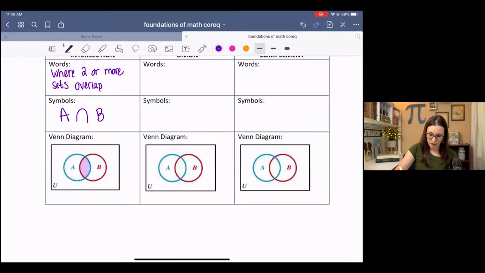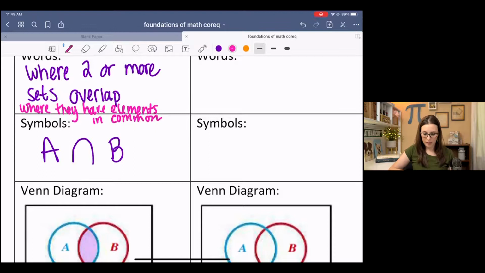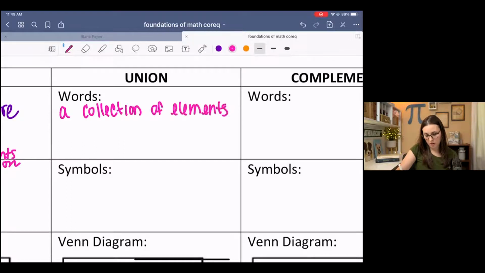I guess I could say that up here, where they have elements in common. And then union, the union is a collection of elements in two or more sets.